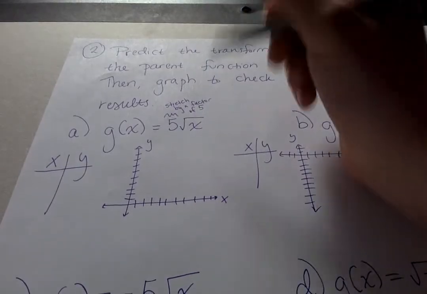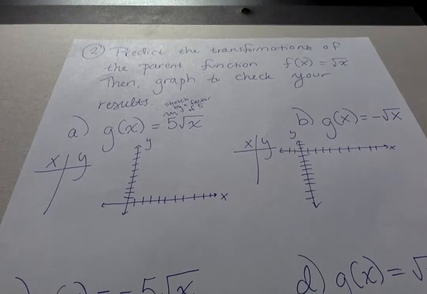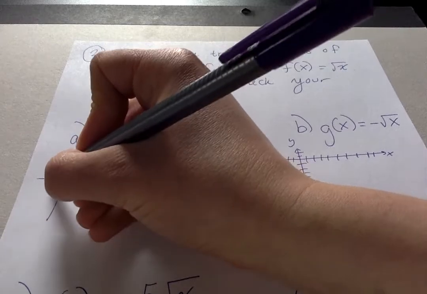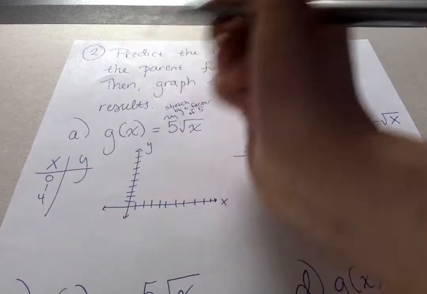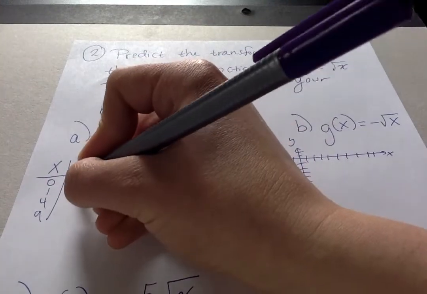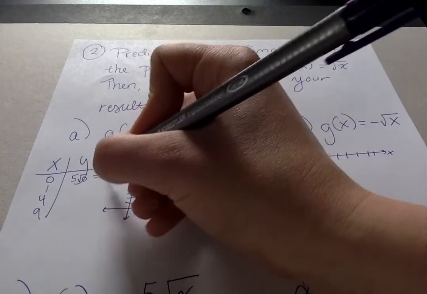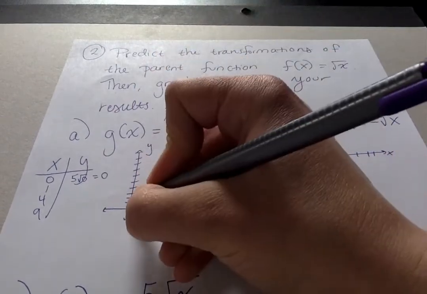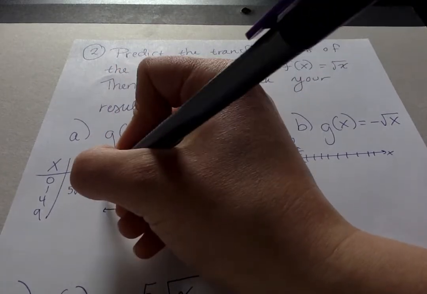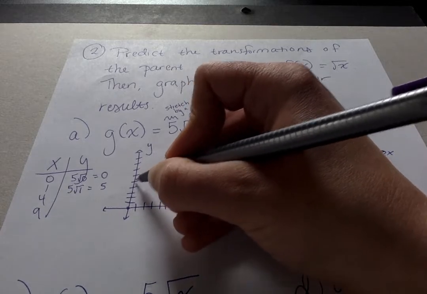Let's check by putting in some values. We are square rooting x first, so we want to pick some x values that have nice square roots, such as 0, 1, and 4. You could keep going with 9. Actually, I drew up to 9. Let's do 9. So the first one we have 5 times the square root of 0, which is 0. That gives me the point 0, 0 on my graph. 5 times the square root of 1 is 5. That gives me the point 1, 5 on my graph.